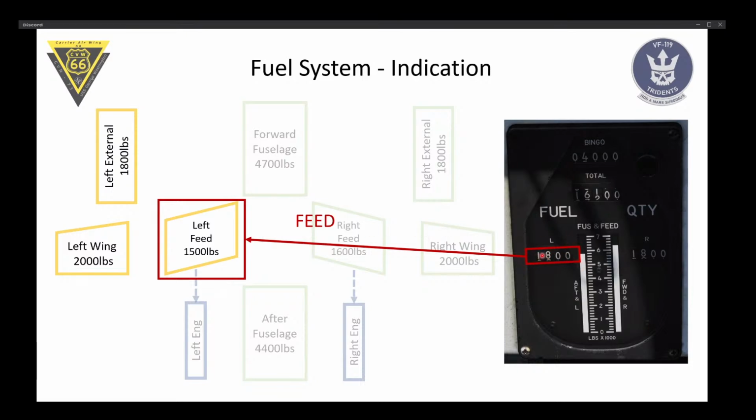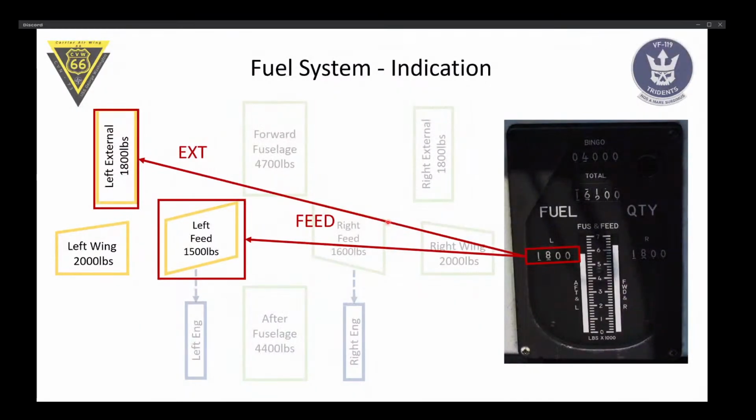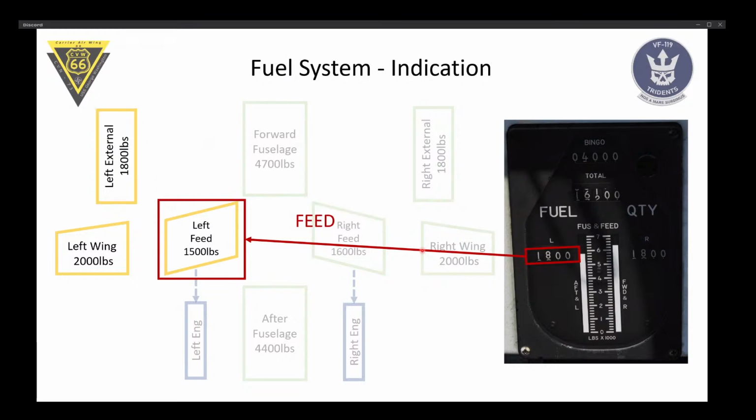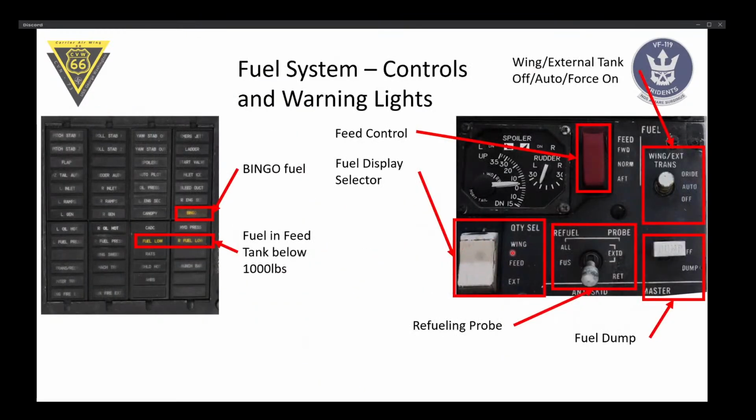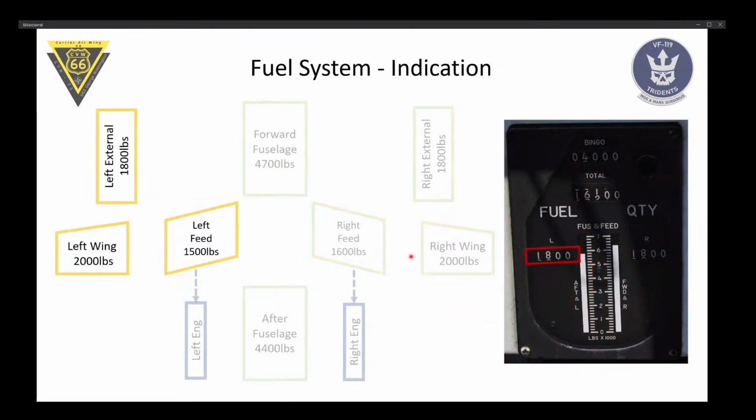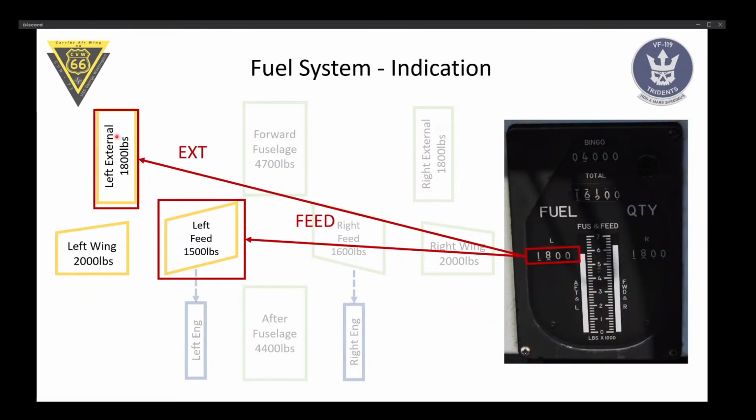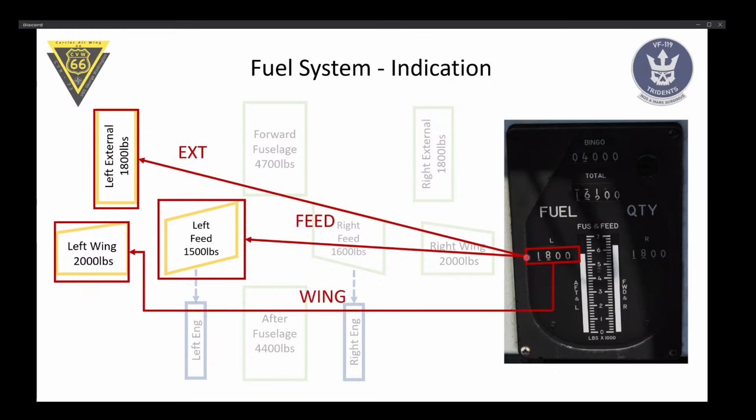Don't ask me why it's 1,800 in the DCS Tomcat, it should be 1,500. Doesn't it contain some in the pipes or something? Yeah, but I don't think they have 300 pounds in the pipes. But it doesn't matter. If you put the control switch, I'm talking about this switch here, which is three position, feed, wing, and X. If you put it in X, it's going to show you the amount of fuel in the left external tank, and if you put it in wing, it's going to show you the fuel in the left wing tank. And the same works for the right system, respectively.